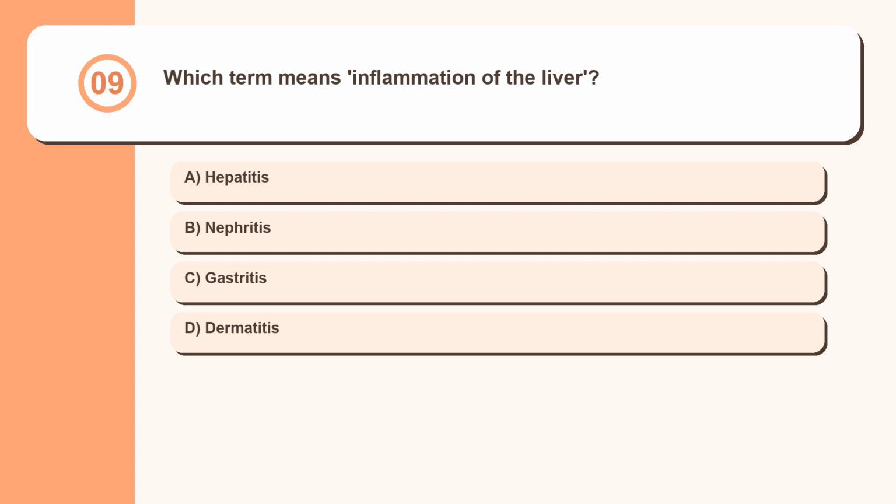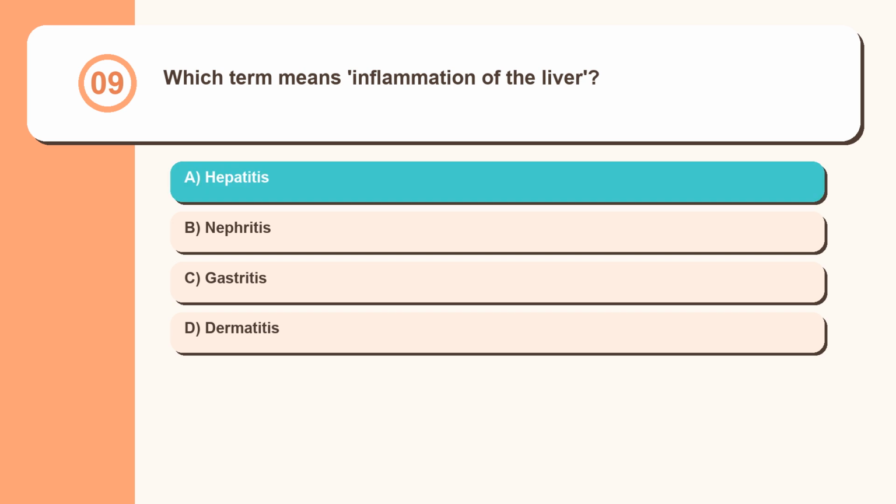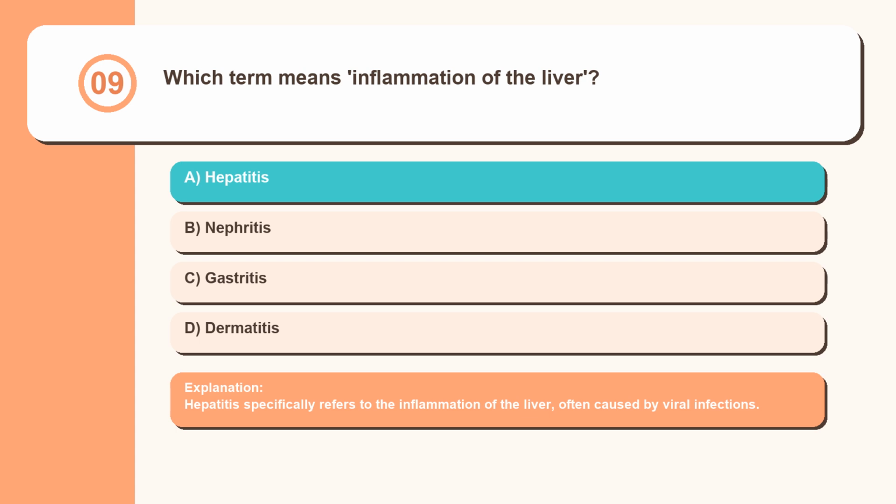Question 9. Which term means inflammation of the liver? Hepatitis, nephritis, gastritis, dermatitis. Hepatitis specifically refers to the inflammation of the liver, often caused by viral infections.